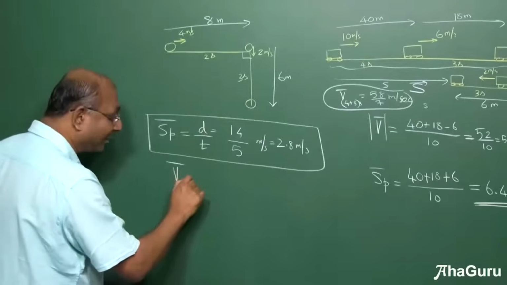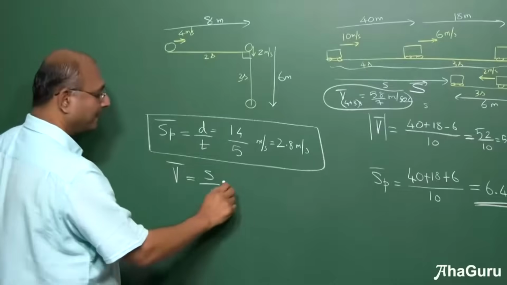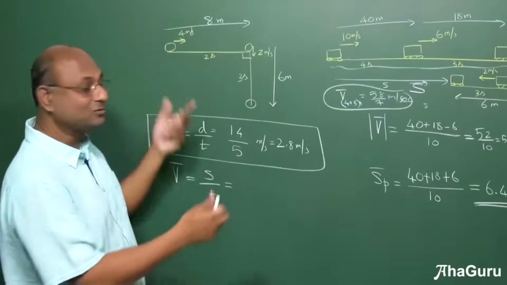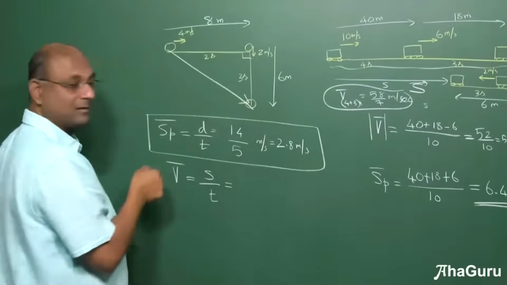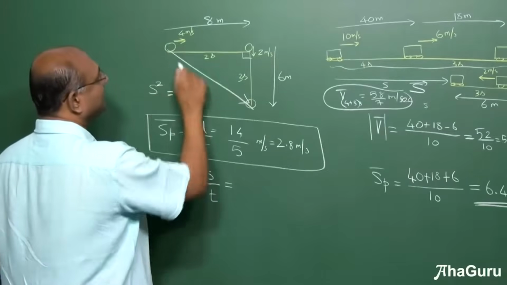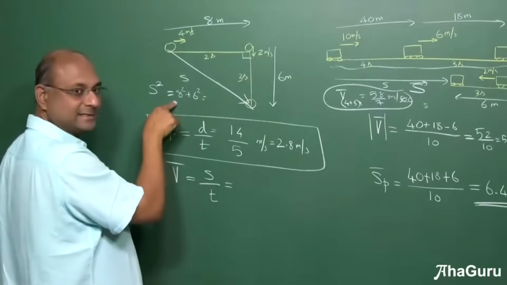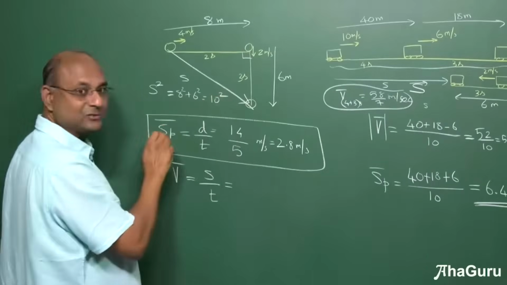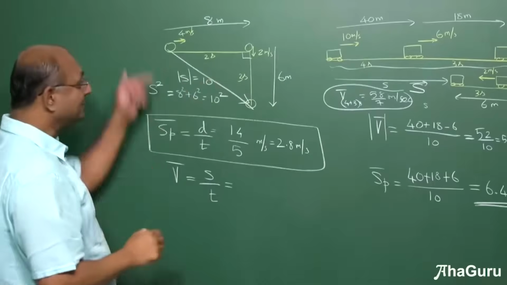What is the average velocity? That is displacement by time. Now you can't say 8 plus 6, not allowed. 8 minus 6, no, because it's not going that way. So what is my displacement? It is this. But you know that if this length was S, S square must be equal to this square plus that square, 8 square plus 6 square. 8 square, 64, 6 square, 36, 64 plus 36 is 100, 100 is 10 square. So S is, magnitude of S is 10 in this direction.